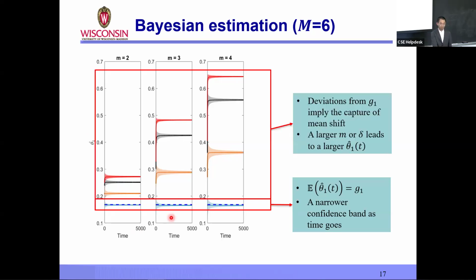And also when the process is out of control, we can see the estimation of the theta1 deviates from the G1. And also you can see with the larger value of the M, the distance between these two is getting also larger. And also for the larger magnitude of the mean shift, we can see the bigger deviations from the in control parameter G1 here.